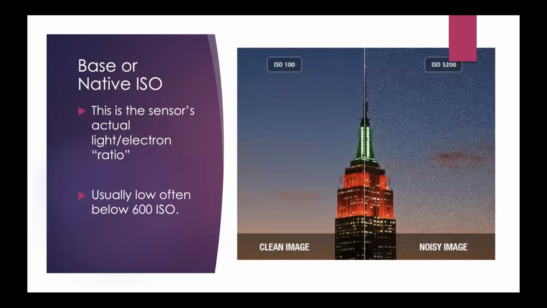Okay, so here's an example of native versus pushed. In this case, we have a sensor that's at a native ISO of 100 on the left. Clean image, no noise, right? We then take that same image and we crank up the ISO to 3200 and look at all that random noise. All that black fuzz over here on the right-hand side is random electrons bouncing around on the sensor, in the camera, everywhere else, and randomly landing in the data stream, and you get this noisy result, right?